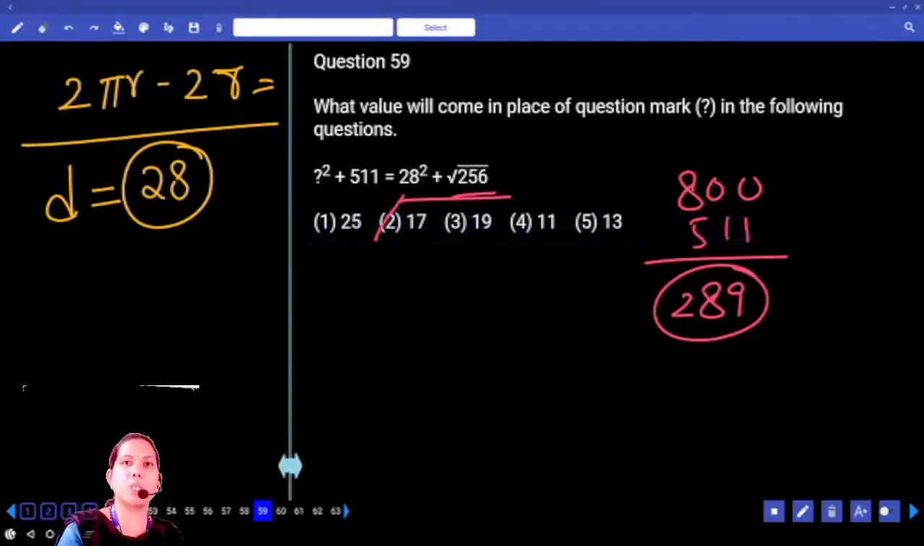Second option. What is 27 square? 729. What is 31 square? 961. Any squares that come, we need at least 30, 30 or 29 also. What is 29 square? 841.